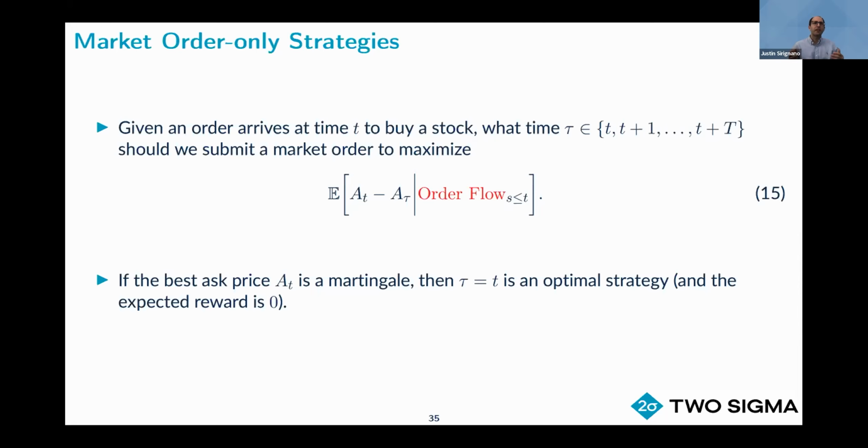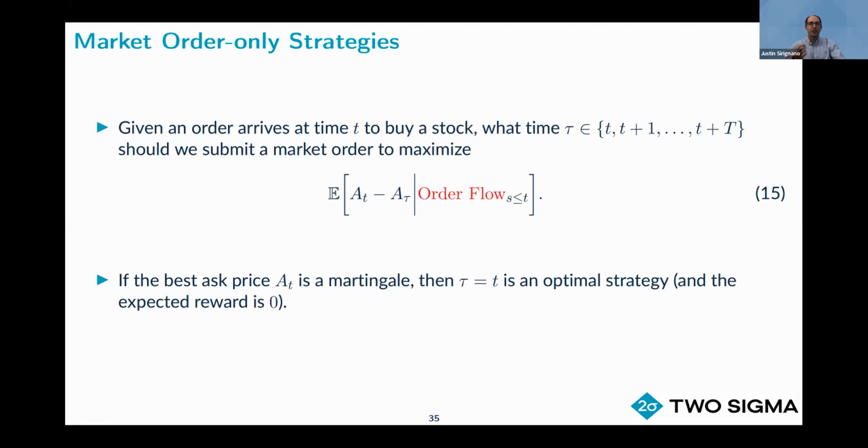If the best ask price, A_t, is a martingale, for example, it has no predictability, then immediately executing the market order at the initial time, lowercase t, is optimal. In this case, the value of the objective function in equation 15 is 0, and this serves as a benchmark for our reinforcement learning strategies. The question is, can we learn a strategy which provides positive cost savings for the order execution?